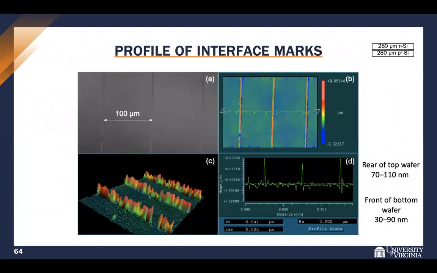I also looked at Zygo to see the profile of the interface marks. What's shown here is the front surface of the bottom wafer. These are marks that were generated at the interface between the two, and the front surface of the top wafer was completely unmarked. So you can see the profile. I did this for both the rear of the top wafer and the front of the bottom wafer. The rear of the top had peak heights of 70 to 110 nanometers, whereas the front of the bottom wafer had them between 30 and 90 nanometers. So we need an interwafer spacing of roughly 100 to 200 nanometers for this to work well.